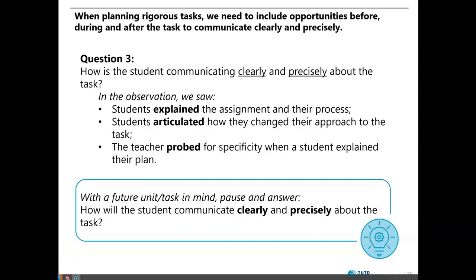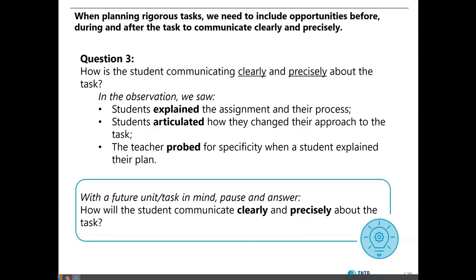And the third question is around communication and what opportunities students have to communicate clearly and precisely about the task. We saw in the video that students explained the assignment and where they were in the process. Students articulated how they changed their approach to the task, and the teacher probed for specificity when students explained or didn't explain what their plan was for the model. So there were a number of opportunities that students had to communicate during the task.